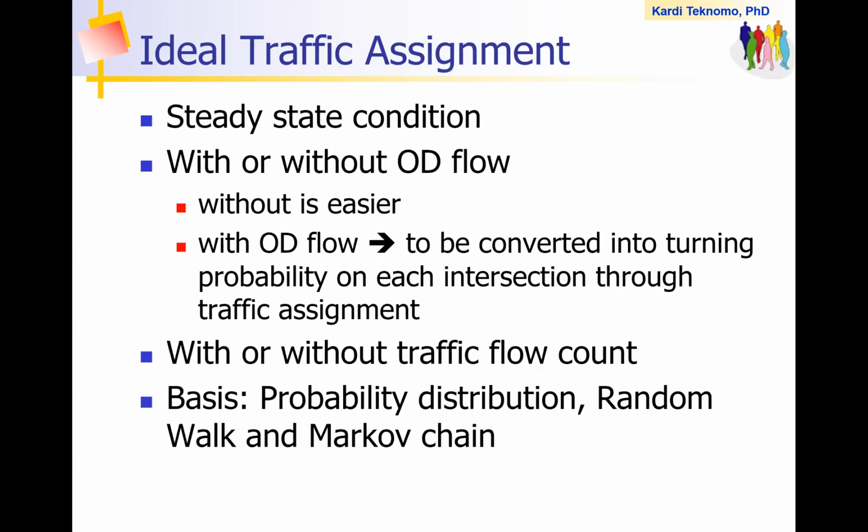Now using IFN, okay, you have the steady state condition. You can choose with or without OD flow. Okay, without is actually easier, right? With OD flow, you will convert that into a turning probability in each intersection, and then do the traffic assignment as usual. You can also choose with or without the traffic flow, not just OD flow. If you have a real flow from a while ago, you can input it. And then these are the basis. The basis is actually probability distribution, and then random walk and Markov chain. These are the mathematics behind.